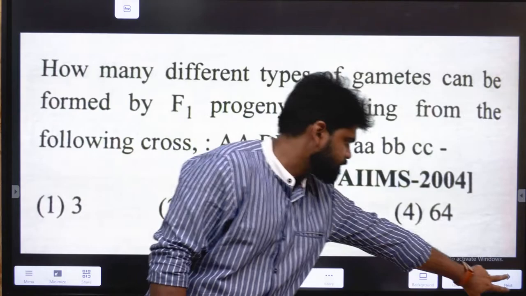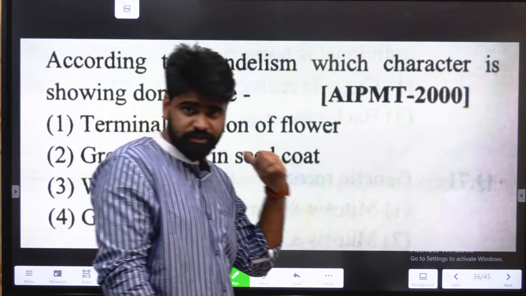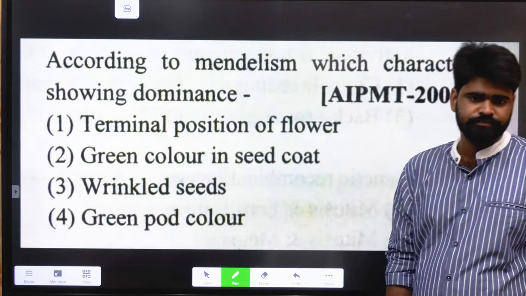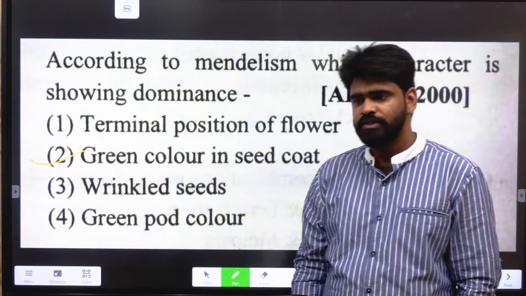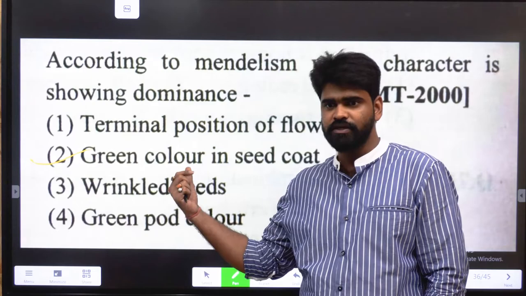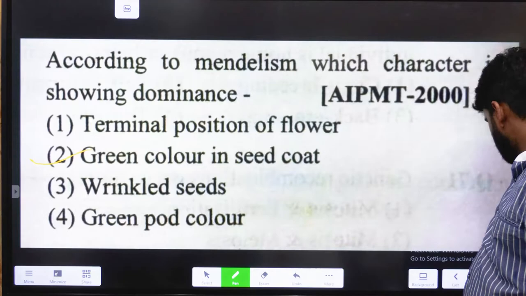According to Mendelism, which character shows dominance? This question was asked this year. Maybe next year they have reduced some. Terminal position of flower. Green color in seed. I told you about paneer. Why is the paneer green when we are eating? While it's a recessive character, the dominant color is yellow. Yes or no? That was a hard one, sorry. We'll discuss once again. Every day one or two people are coming. We'll revise this chapter.